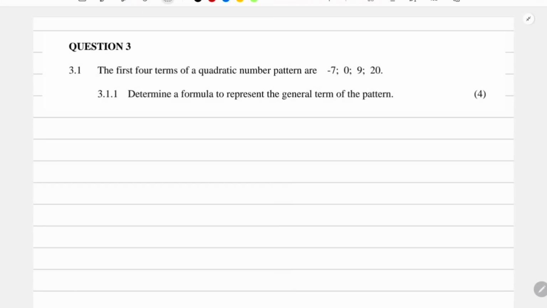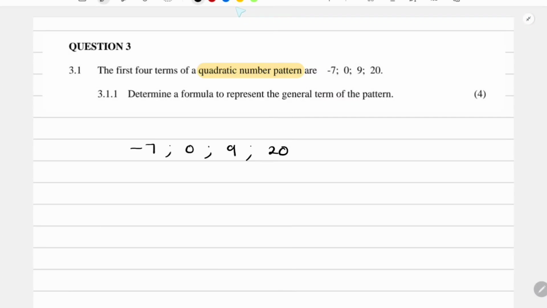Okay, so now we're on question 3, and 3.1 says, the first 4 terms of a quadratic number pattern are -7, 0, 9, and 20. So first we have to determine a formula to represent the general term of the pattern. Okay, so just remember it is a quadratic number pattern. So in order to find the formula of it, you first need to find the first difference. So let me go ahead and put the pattern down.